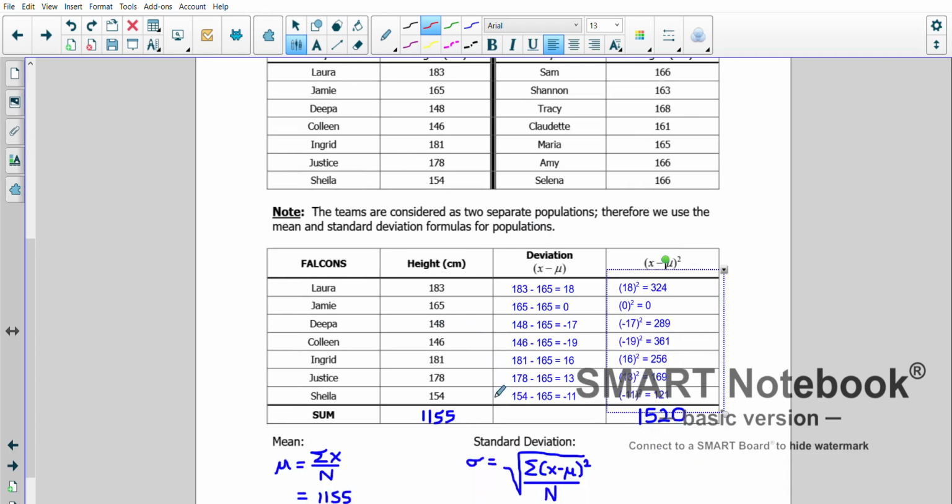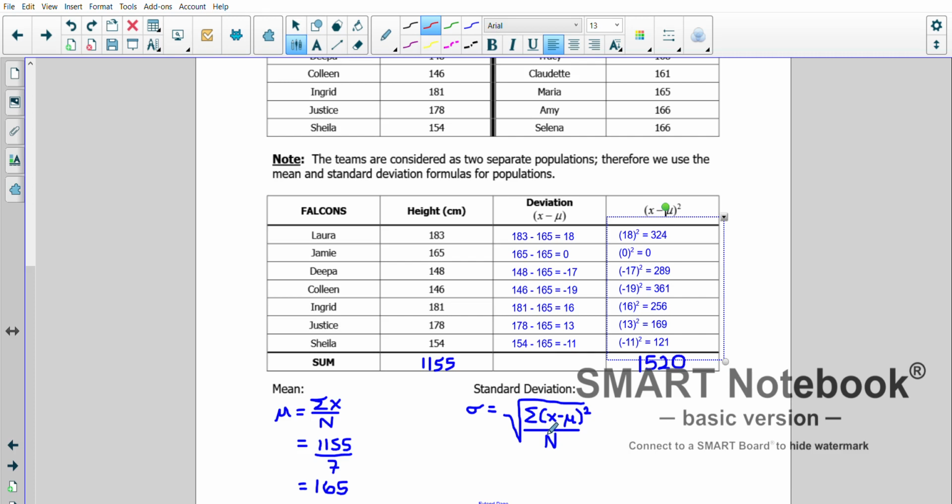What this formula is saying to do, if you remember, this big Greek letter here means the sum of. So it wants you to take each data point x, subtract the mean, and then square it. You're basically calculating the deviation, then squaring it, and then adding up all those deviations squared. Then you're taking an average of that, that's why you're dividing by n. And then you take the square root.